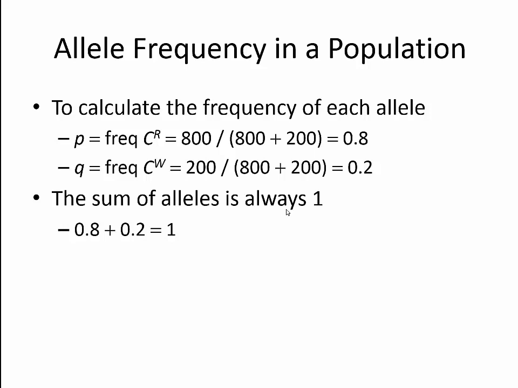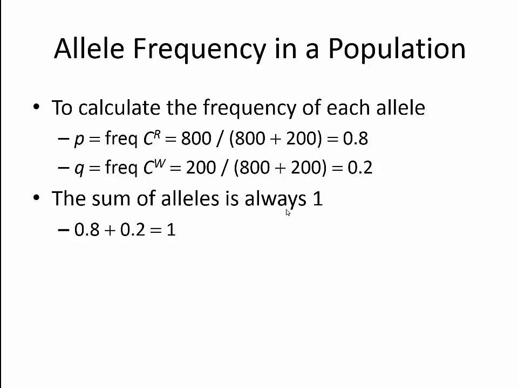For P, the frequency of red, we take 800, which is what we figured out from the previous slide. That's how many instances of that allele there are. Then we divide it by 800 plus the other version of the same gene, which would be the white. So 800 plus 200 is equal to 1,000. 800 divided by 1,000 gives you 0.8.